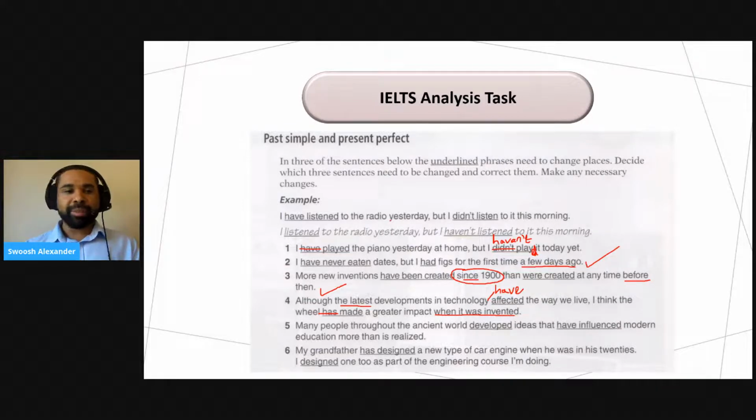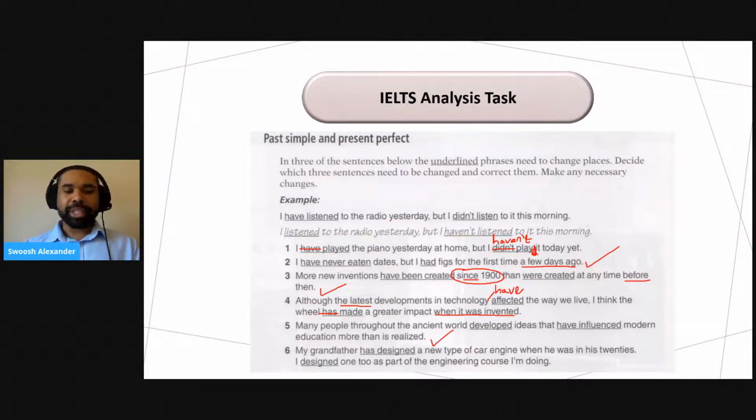Good, Lubna. Yep, you had have affected for number 4. That is correct. Number 5, any comments on that? Okay, let's have a look at that together. So many people throughout the ancient world developed ideas that have influenced modern education more than is realized. Okay, well, throughout the ancient world is clearly the past. So developed in the past simple should be used. Ideas that have influenced modern education more than is realized. So these ideas, they've influenced modern education in the past, but also up until now. So it links the past to the present. So this would be correct.